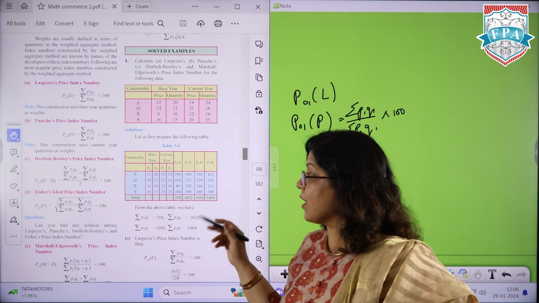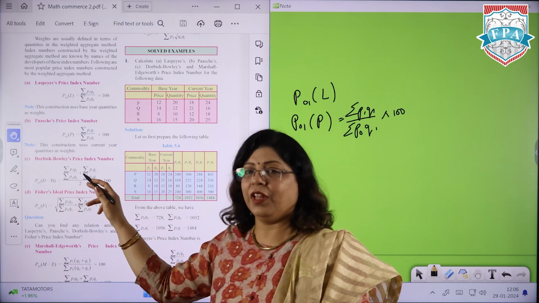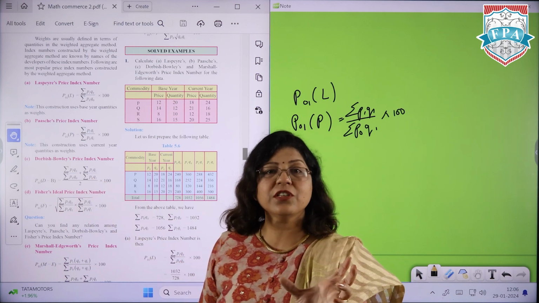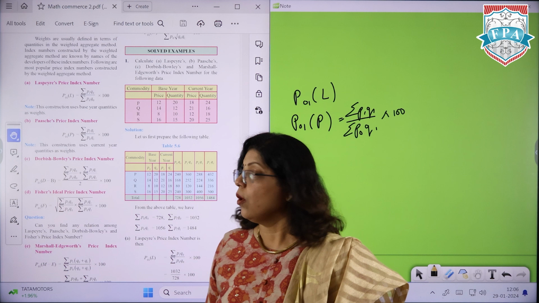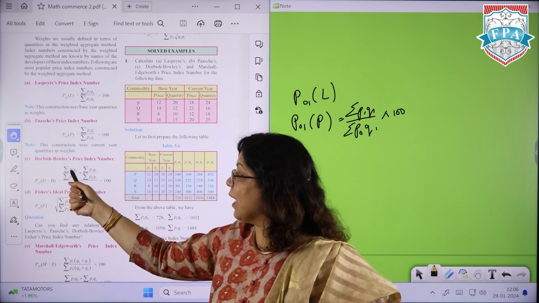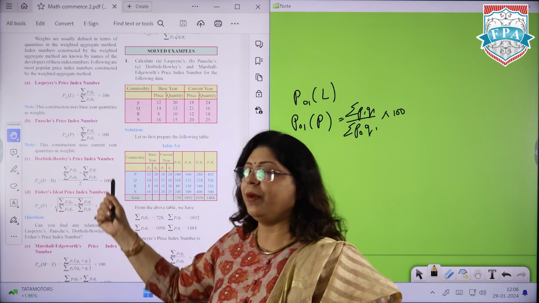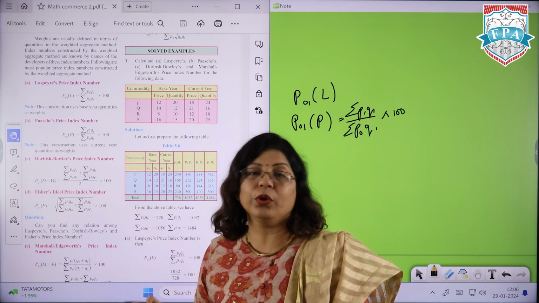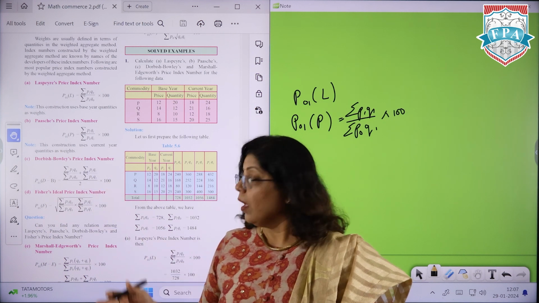So Drobisch and Wallace decided that no, we'll go with both of them, and they took the arithmetic average of Laspeyres and Paasche. So whatever value you've got as Laspeyres and Paasche, add them and divide it by 2 to get your final answer.